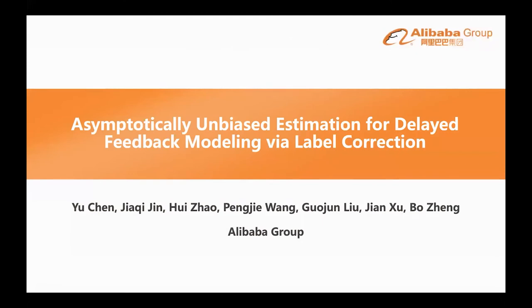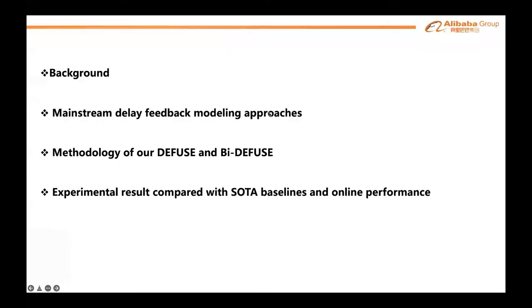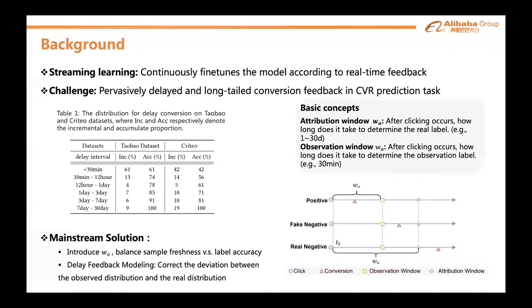It's a great honor to share our paper, Asymptotically Unbiased Estimation for Delayed Feedback Modeling via Label Correction. I will elaborate our work from five aspects: background, related work, our approach, DEFUSE and Bi-DEFUSE, and experiments. In our paper, we discuss the problem of delayed feedback modeling in streaming learning scenarios.